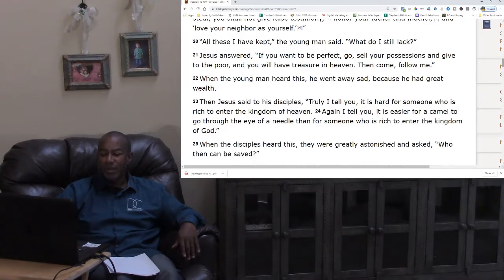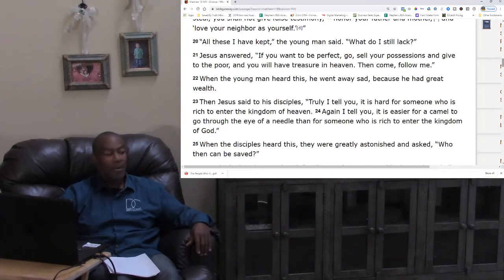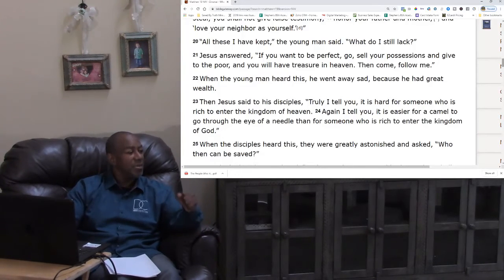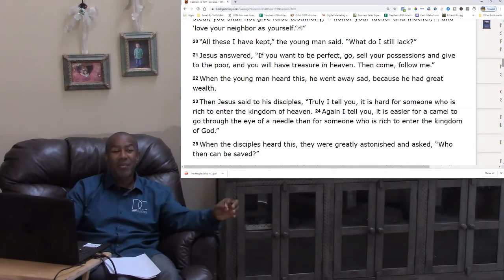Verse 23, then Jesus said to his disciples, truly it's hard for someone who is rich to enter the kingdom of heaven. Again, I tell you, it is easier for a camel to go through the eye of a needle than for someone who is rich to enter the kingdom of God. So bottom line, you guys, if you're a baptized disciple of Jesus right now, and you're choosing to disobey the fourth commandment, you will never make it to the kingdom of God. You will not go. You will go through the great tribulation.